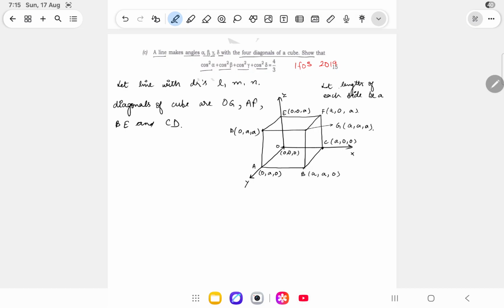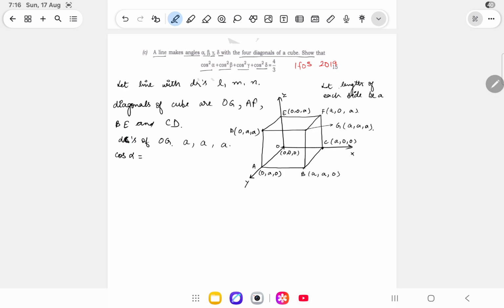Let this line form angle alpha with OG. So cos alpha will be, let's first find the direction ratios of OG. The direction ratios of OG we get by subtracting the vertices from each other: A minus 0, that is A, again A minus 0, A, and A. We got the direction ratios of OG as A, A, A.